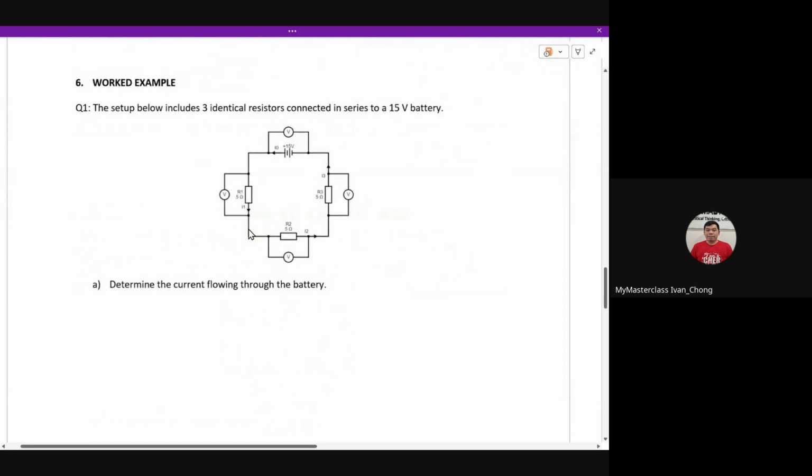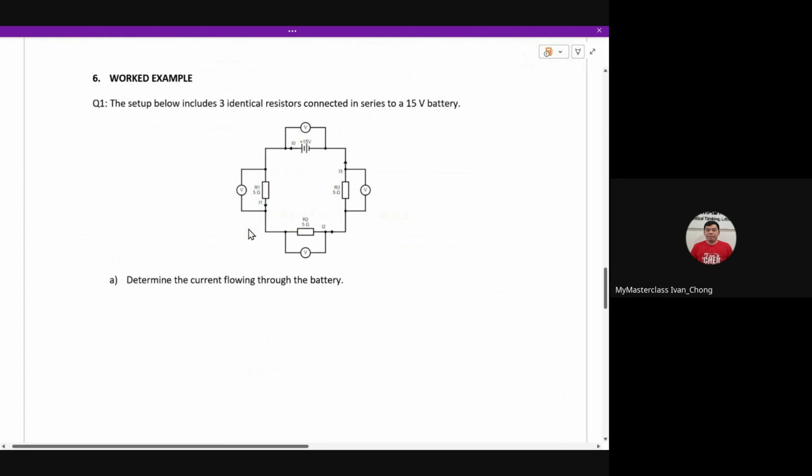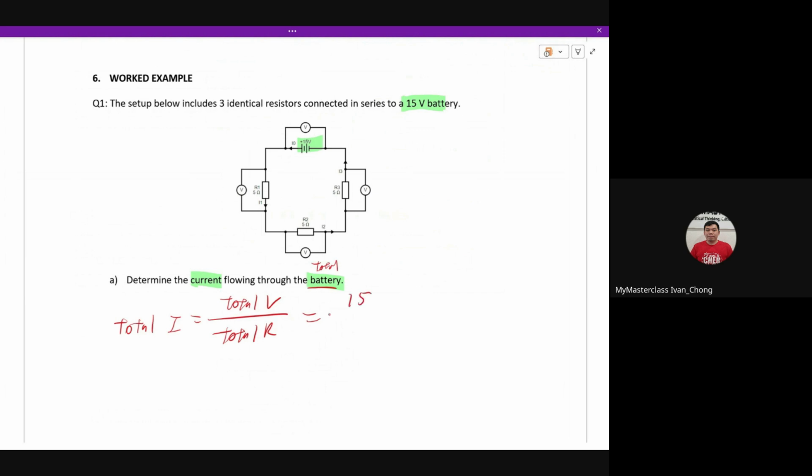Okay, so let's take a look at some worked examples and see if we can solve them. First things first, we can see that this is a 15-volt battery. They want to find the current for the battery. When you see battery itself, it means total, so they want to find total I. If I want to find total I, I need total V and total R. So ask yourself, do we have total V? Yes, it's 15. Do we have total R?